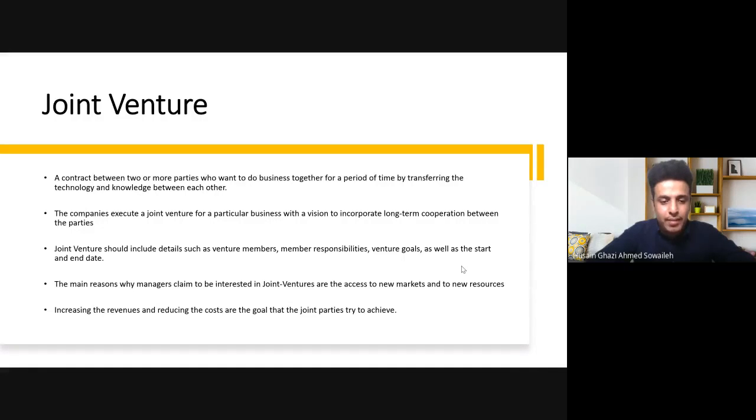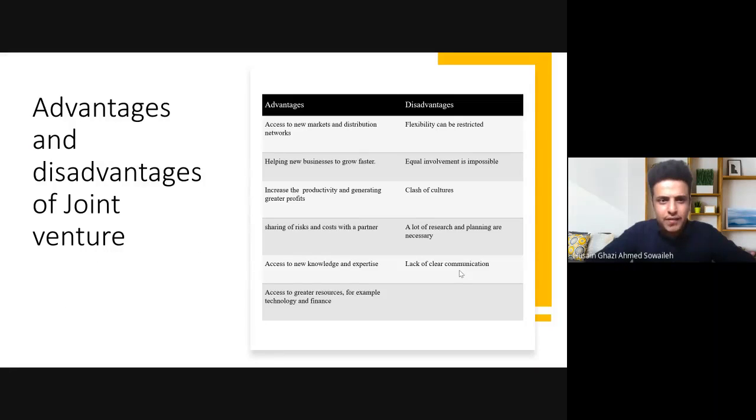date. The main reasons why managers claim to be interested in joint ventures are access to new markets and new resources. Increasing the revenues and reducing the cost are the goals that the joint venture parties try to achieve. So what are the advantages and disadvantages of joint venture?